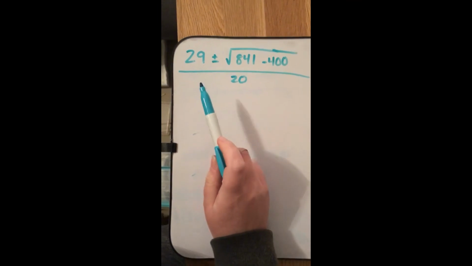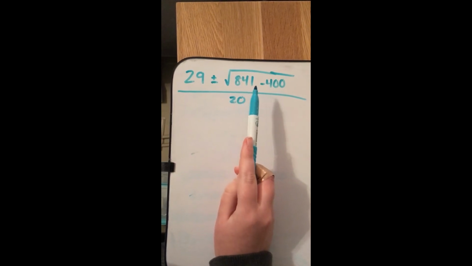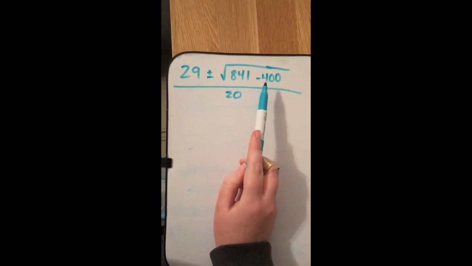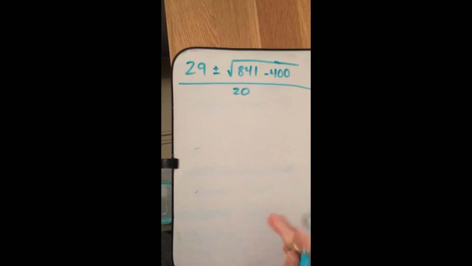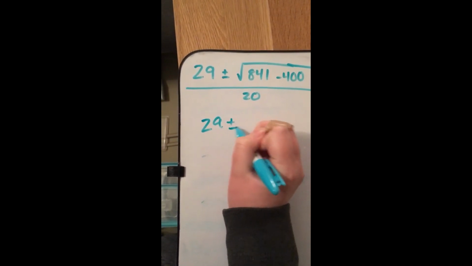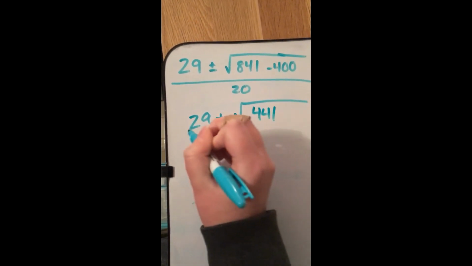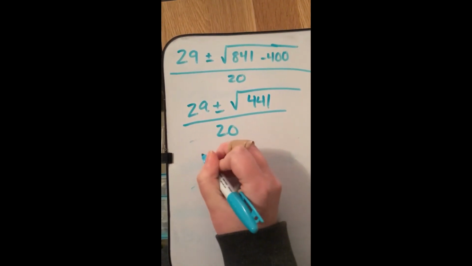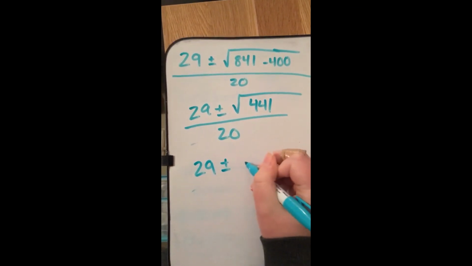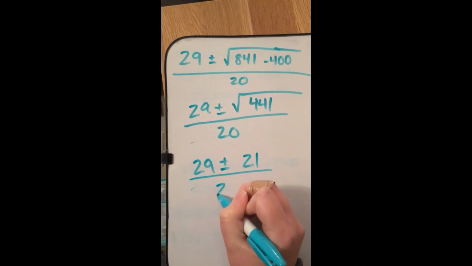Alright, so we simplified it, so 29 plus or minus the square root of negative 29 squared is 841, 4 times 10 times 10 is 400, minus 400, all over 20. We're going to need to simplify this more. It's going to be 29 plus or minus the square root of 841 minus 400, which is 441, over 20. So it's going to be 29 plus or minus the square root of 441, which is 21, over 20.